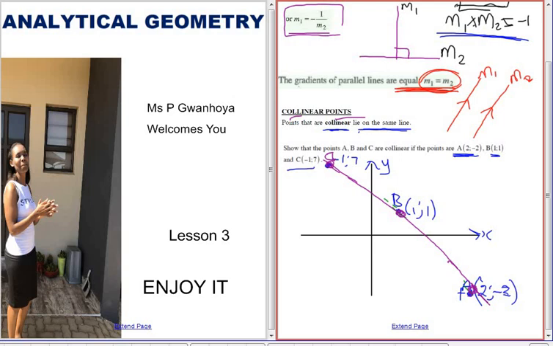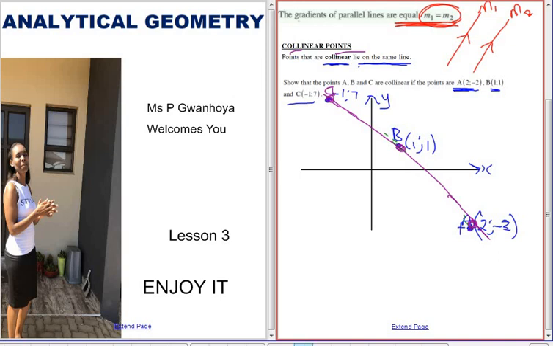But how can we prove that there is actually a straight line passing through A, B, and C? All you have to remember is that if points are collinear, the gradient between A and B should be the same as the gradient between B and C, which would be the gradient of BC. And it shouldn't become any different if you calculate the gradient between this point and that point, which would be the gradient of AC.